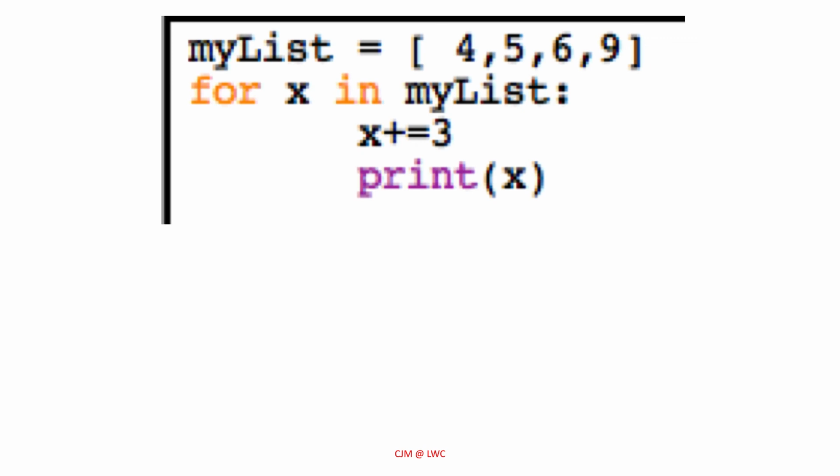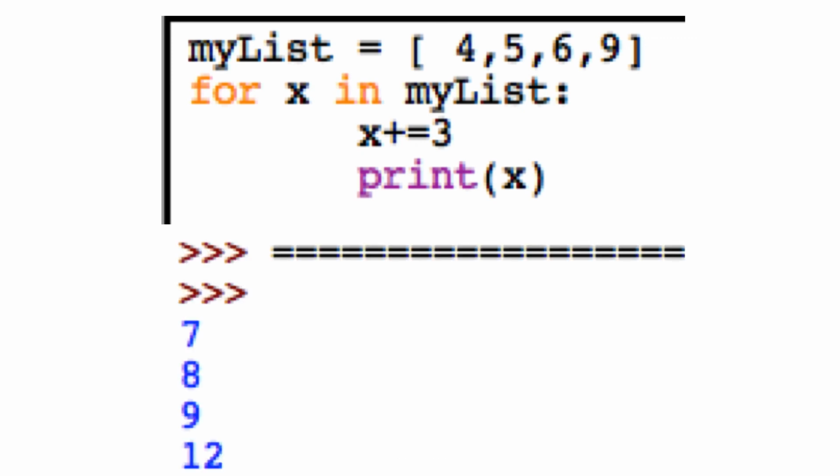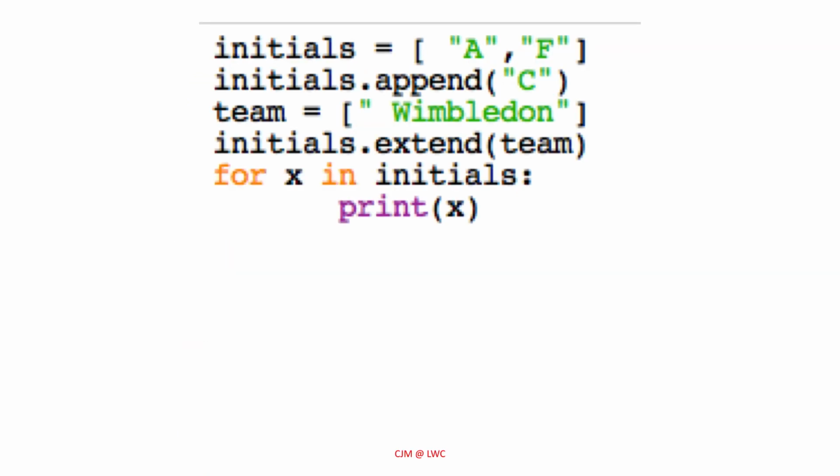Okay, so that is the answer that will appear. So we've said for each value in the list, add 3 to it and print it. So 4 plus 3 is 7, 5 plus 3 is 8, 6 plus 3 is 9, 9 plus 3 is 12. Oh look, those are the exact numbers which have appeared down there. How about that? Perfect, eh? Right, try the next one.